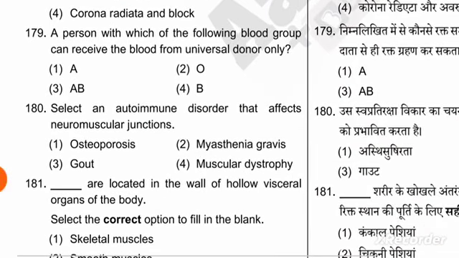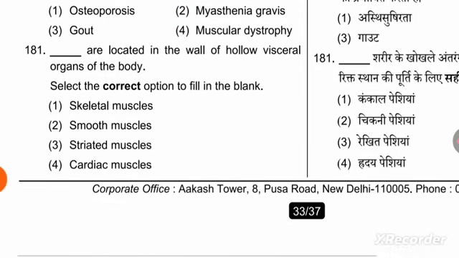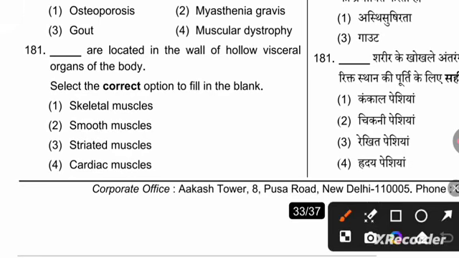179th. A person with which of the following blood groups can receive blood from a universal donor only? The answer is O. Next question. Select an autoimmune disorder that affects the neuromuscular junction. The autoimmune disorder that affects the neuromuscular junction is myasthenia gravis. 181 question. Dash are located in the walls of the hollow visceral organs. In hollow visceral organs, what type of muscle can we find? We can find smooth muscle.